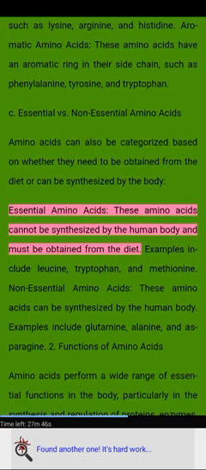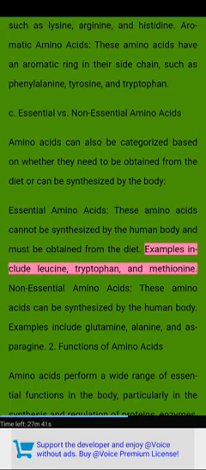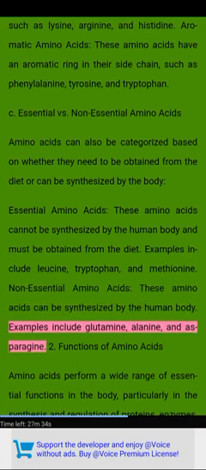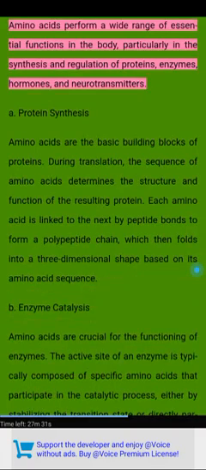These amino acids cannot be synthesized by the human body and must be obtained from the diet. Examples include leucine, tryptophan, and methionine. Non-essential amino acids. These amino acids can be synthesized by the human body. Examples include glutamine, alanine, and asparagine. 2. Functions of amino acids. Amino acids perform a wide range of essential functions in the body, particularly in the synthesis and regulation of proteins, enzymes, hormones, and neurotransmitters.